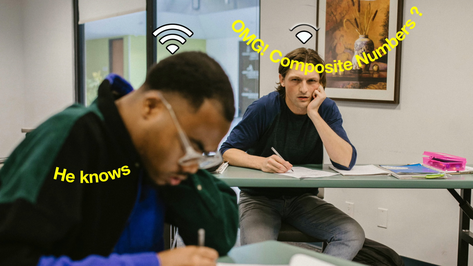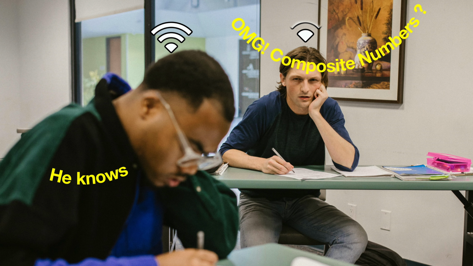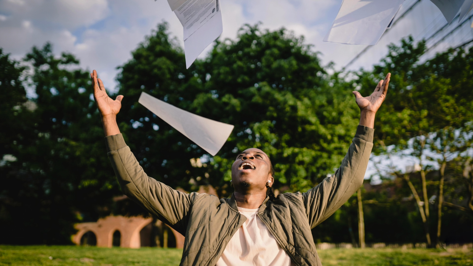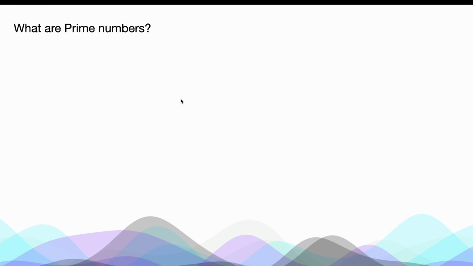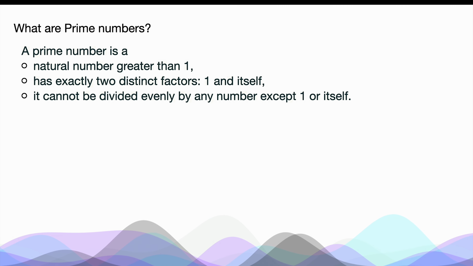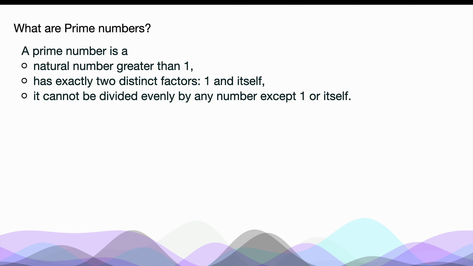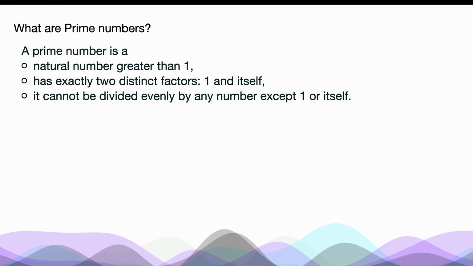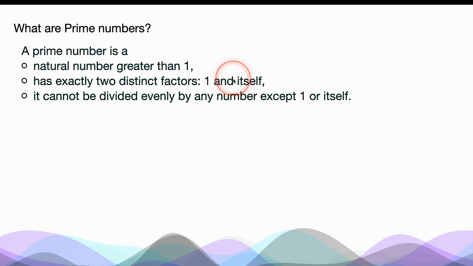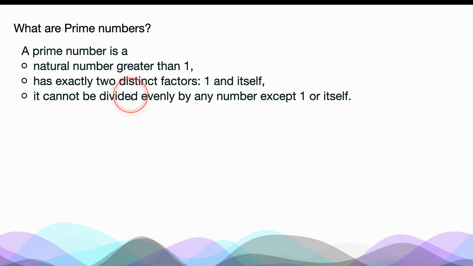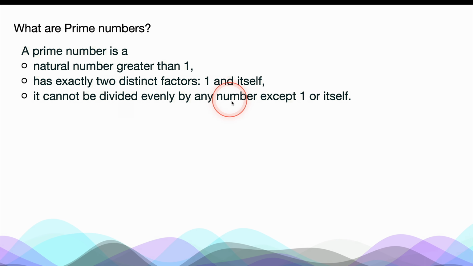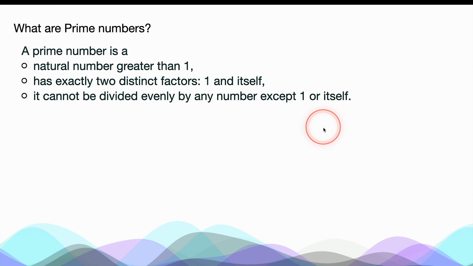So let us take some time to briefly recall what these are. Let us cement this knowledge so that in future whenever we come across any of these, it is very clear for all of you and there is not even an iota of doubt. So what are prime numbers? It is nothing but a natural number greater than 1, and it has exactly two distinct factors, the number 1 and the number itself. In other words, it cannot be divided evenly by any other number except 1 or itself.